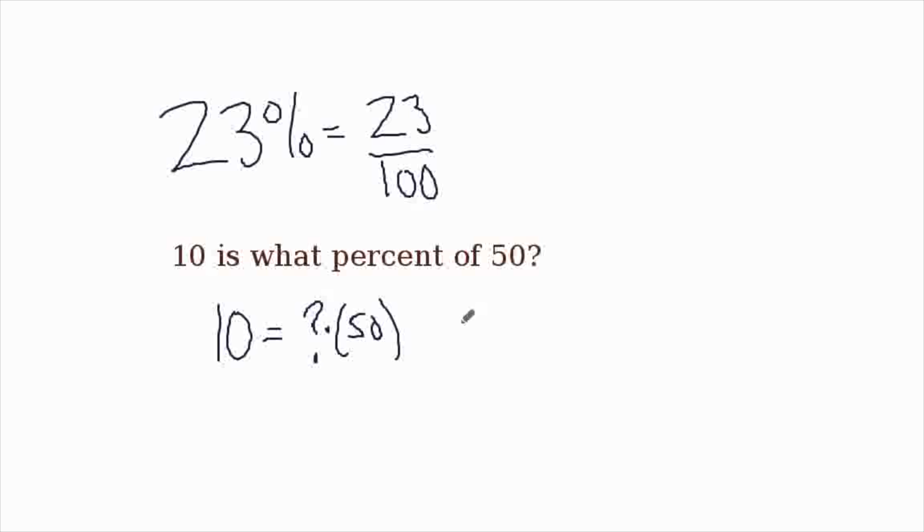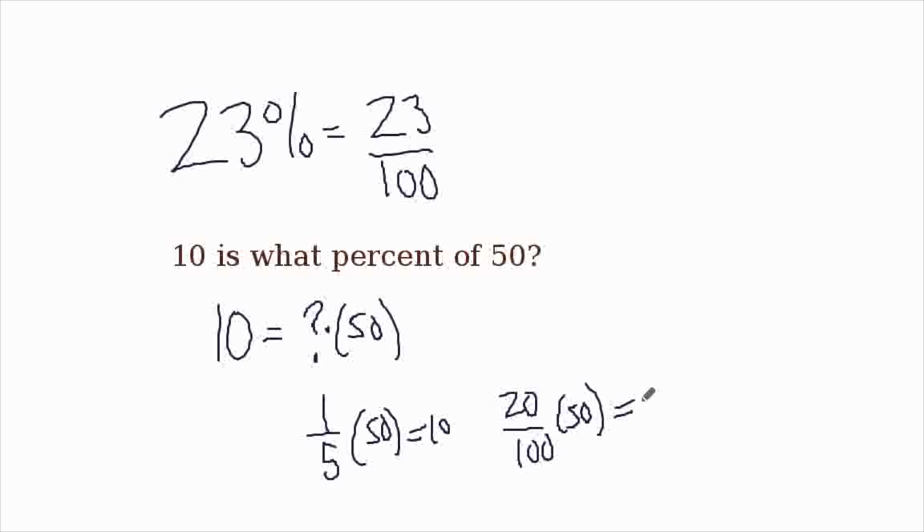Okay? And so the answer is that if you multiply 50 by 1/5, 1/5 of 50 is equal to 10. You might also say 20 over 100 multiplied by 50 is equal to 10. So you can also say 20% multiplied by 50 is 10. All of that is to say that the answer to 10 is what percent of 50 is 20%.